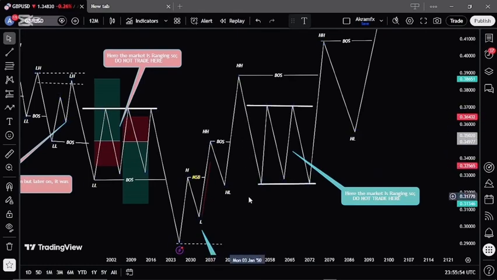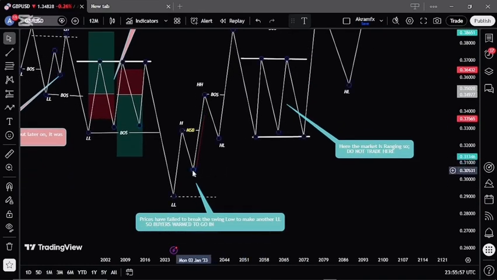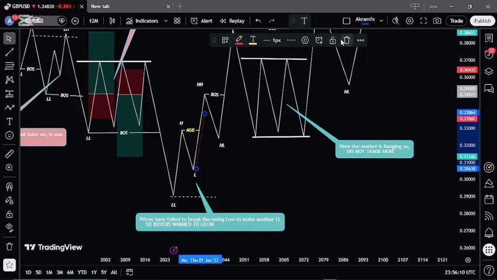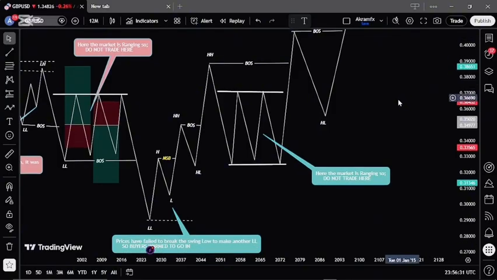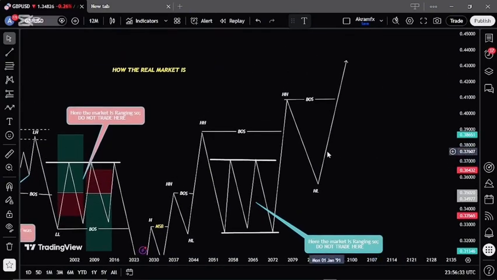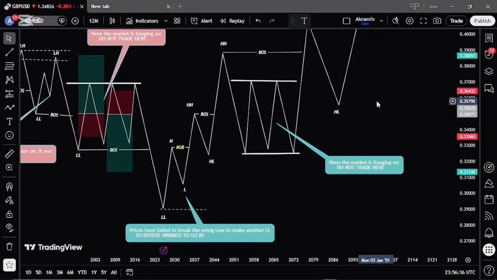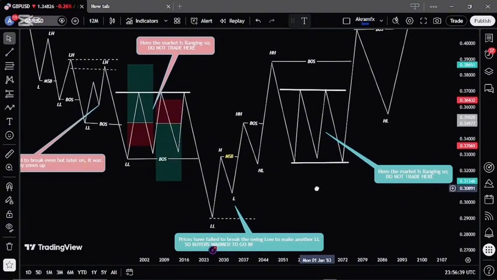So if somebody just entered here, that will be a risky trade. Why? Because you do not know whether the market will break up or not. So basically, that's how we trade. Here we have another ranging market. So whenever you see the market is ranging, like it's sideways, just stay out of the market because you do not know where the market is going. So basically, that's what we call market structure. Let's go to the charts and see how the real market is.